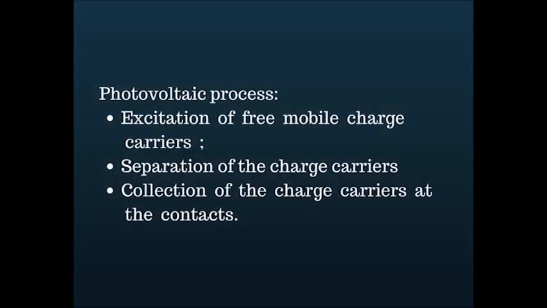The conversion of light into electricity is based on three important principles. The first is excitation of free mobile charge carriers due to light absorption. The second is separation of the charge carriers, and the third one is collection of the charge carriers at the contacts. We call this conversion of light into electricity the photovoltaic process.